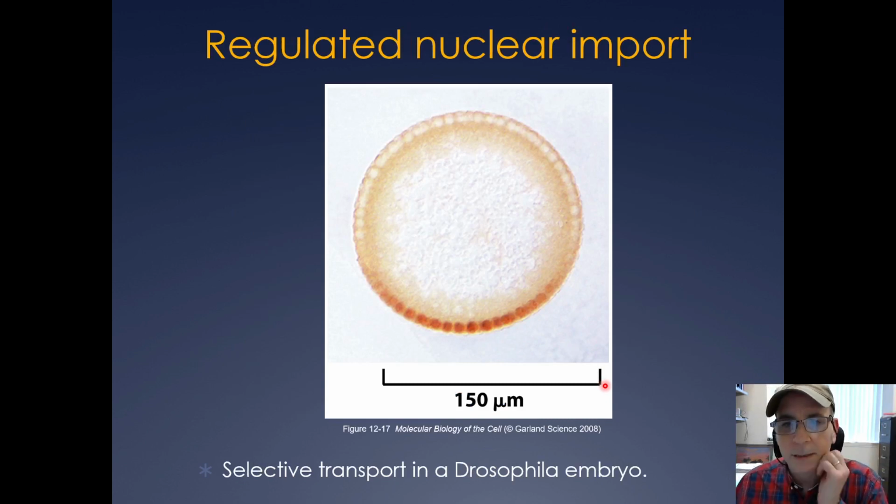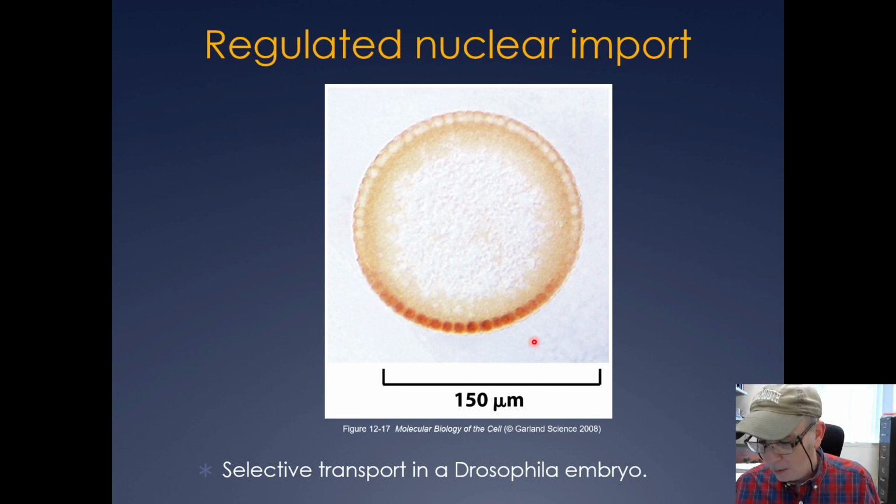However, it's actually regulated in a lot of ways. So certain proteins will only get incorporated into the nuclei of certain cells. Okay, and so you can sort of see that here in a Drosophila embryo, where this brownish protein is being imported into these nuclei, but is not being imported into these outer nuclei. So once again, there's regulated nuclear import. Certain cells will have certain receptors that will allow certain proteins to be brought into only certain nuclei.